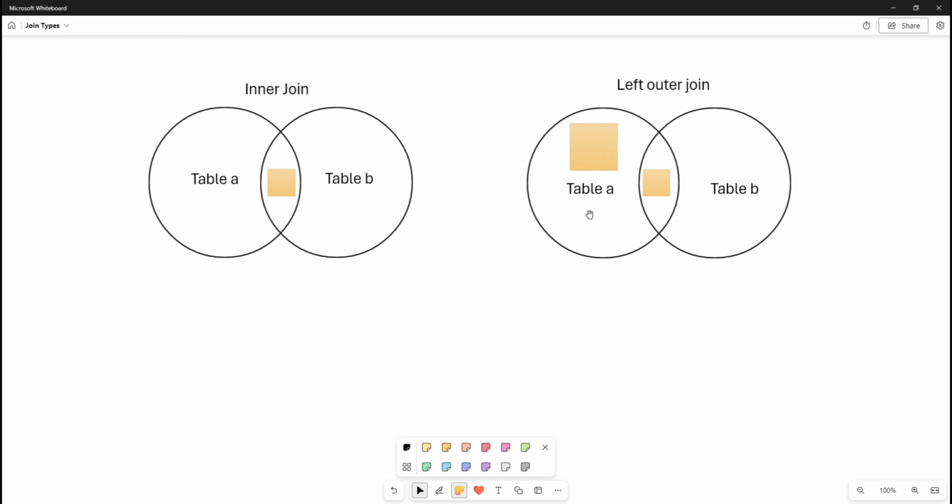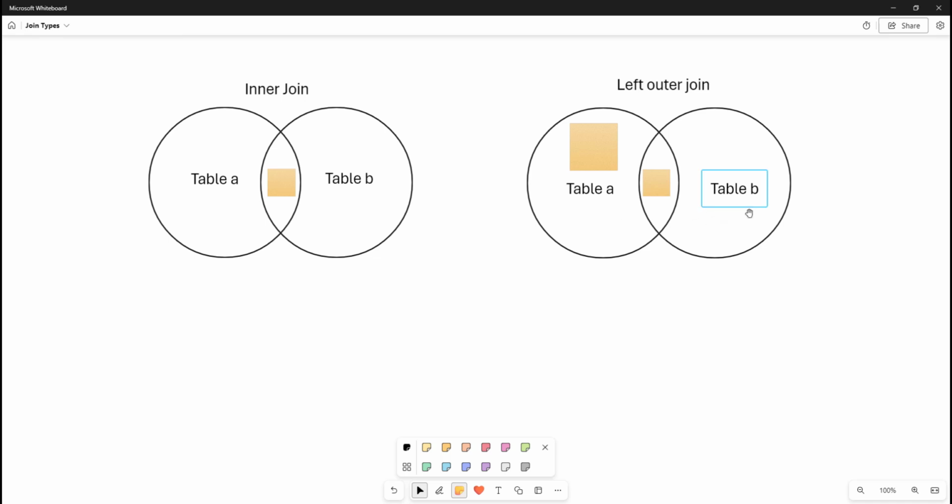Then there's a second circumstance in which the table may exist in table A, so that's definitely on the left hand side, and it may also exist in table B, so that's this inner join bit here. But regardless of whether it exists in table B or not, it will always bring back all of the records from table A. If there is no corresponding record in table B, then it would just bring back null records.